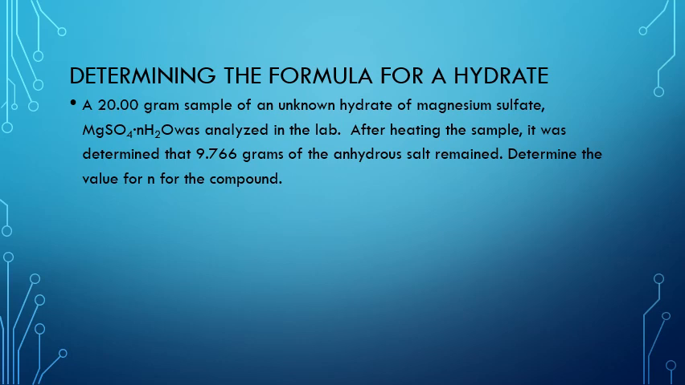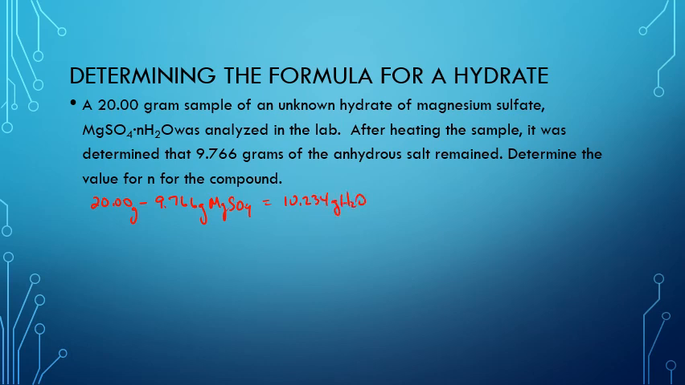So for this, we need to first determine how much water was present in the compound. I'm going to take my total mass of the sample, 20.00, and subtract off the 9.766 grams, and that would be for the MgSO4. That'll tell me how much we have for the water, which in this case would be 10.234 grams.